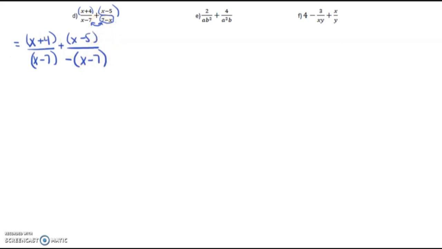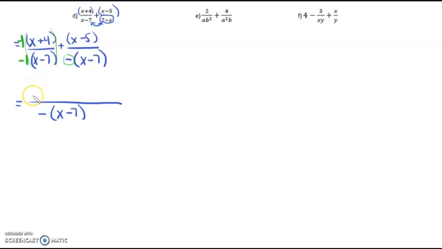So the denominators are almost the same. The only difference is this constant of like negative 1, the monomial. So what we're going to do is multiply this first fraction by negative 1 over negative 1. That gives us a denominator that's identical, negative x minus 7.